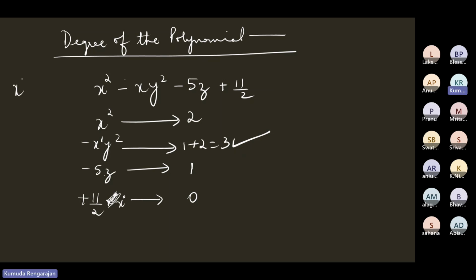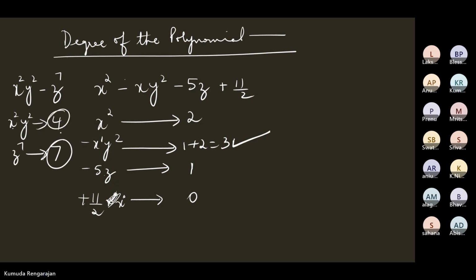Now consider this one, x square y square minus z to the power 7. Here on x square y square, add the powers of only the variables. x and y are the variables, so 2 plus 2, 4. Z to the power 7, 7. The highest power is 7, the highest sum you've got. So the degree of this polynomial is 7.